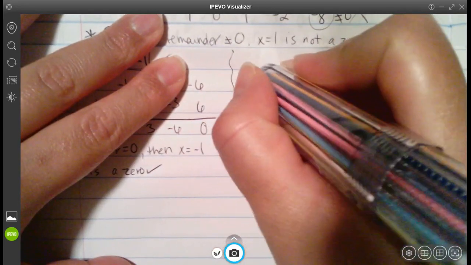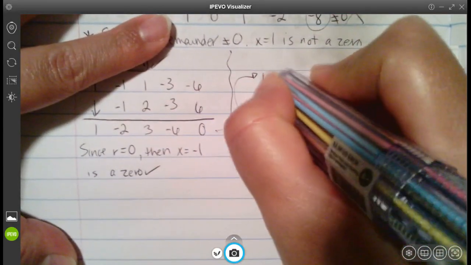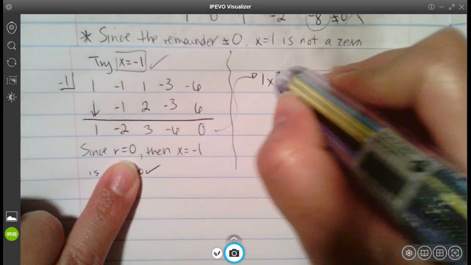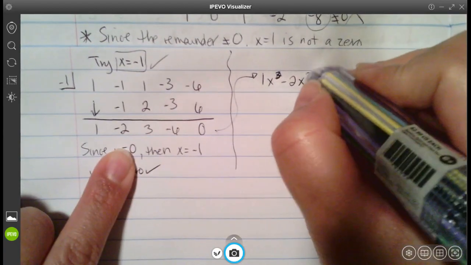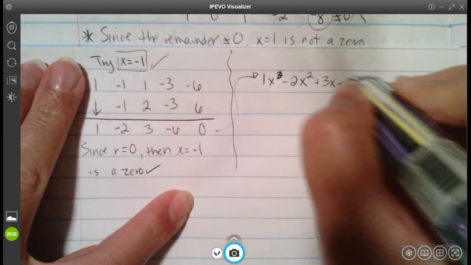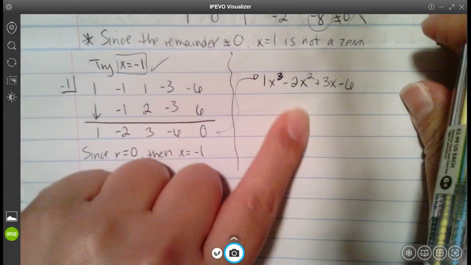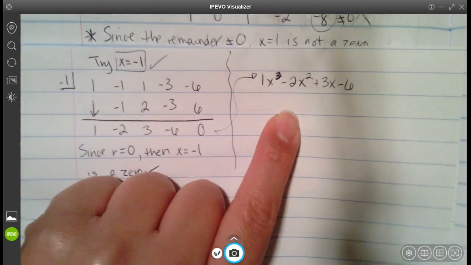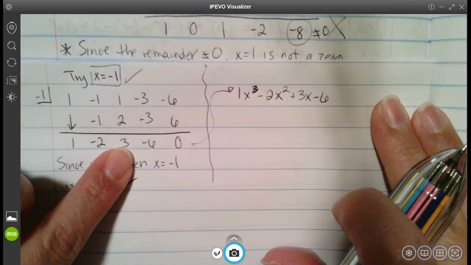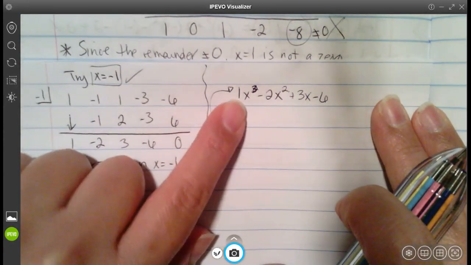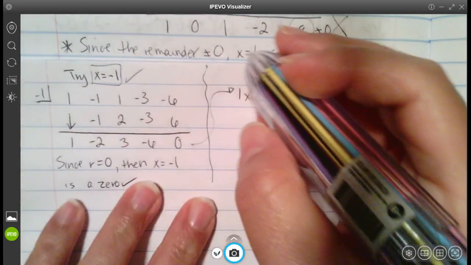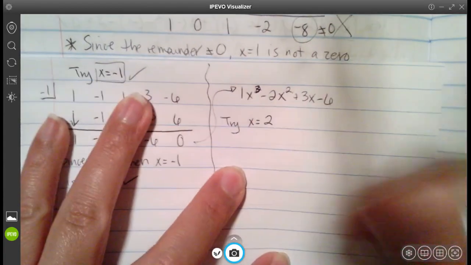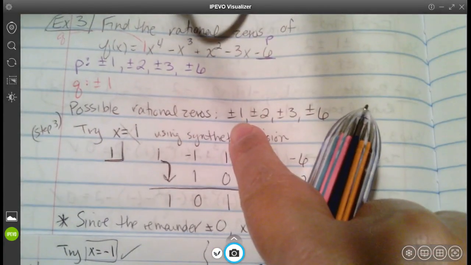So this right here is going to be the same as 1x cubed minus 2x squared plus 3x minus 6, right? So I'm going to use this one now and divide it by whatever I have left, just because it's less digits, and I'm allowed to do that because if this divides into the original, then the other factor should divide into this as well. So here's how it's going to work. We're going to try another one. Now we're going to try x equals 2 because that's the next one according to what I have up here.